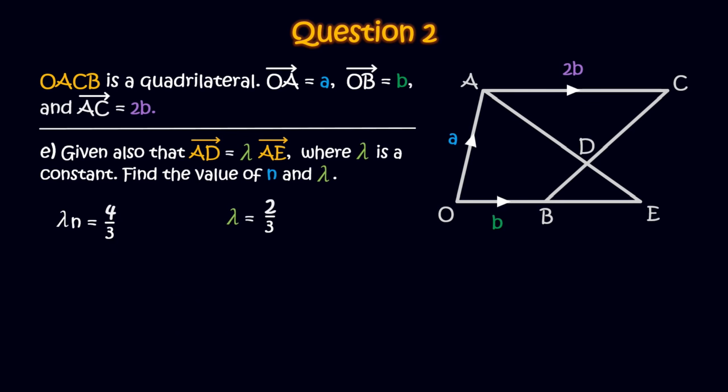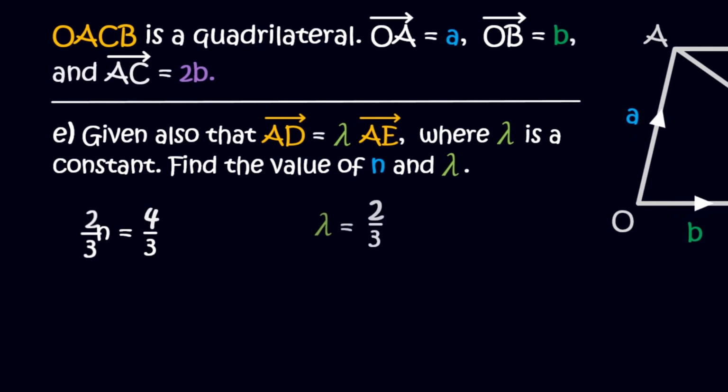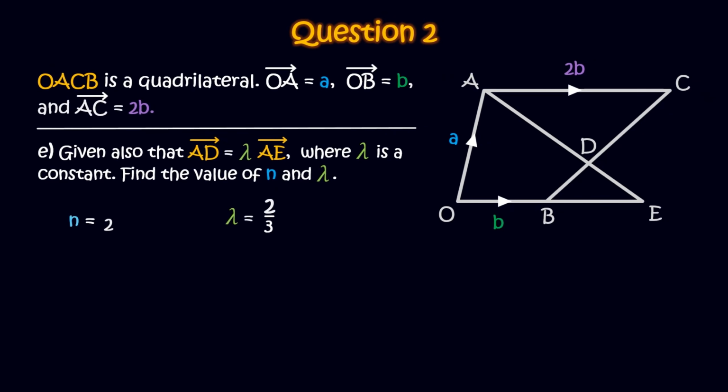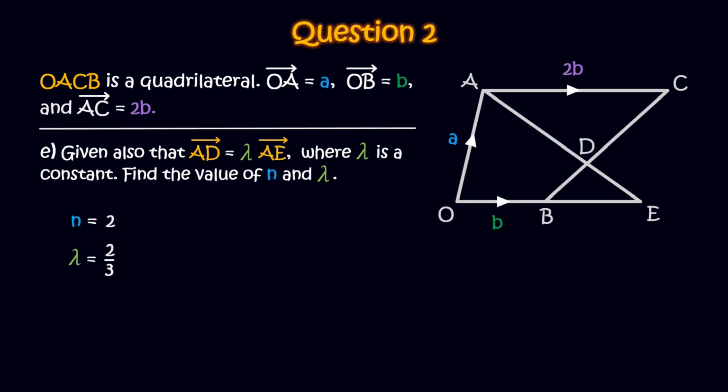We have already found lambda, so we need to find n. Simply plug in the value of lambda in the other equation to find n. The final answer is n equals 2 and lambda equals 2 upon 3.